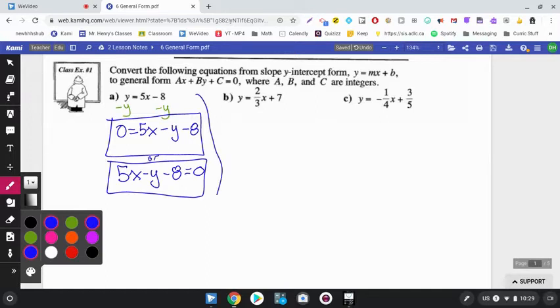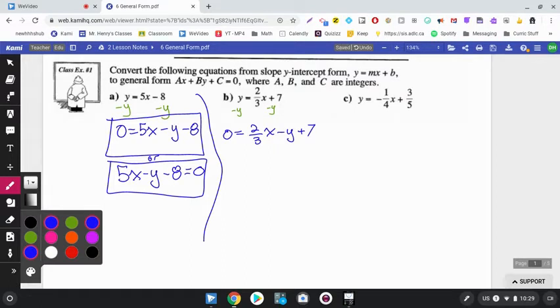All right, next one, y equals 2/3 x plus 7. Same situation. I'm going to move that y over. I'm going to get rid of the y. What I do to one side, I do to the other. y minus y is 0, equals 2/3 x minus y plus 7.